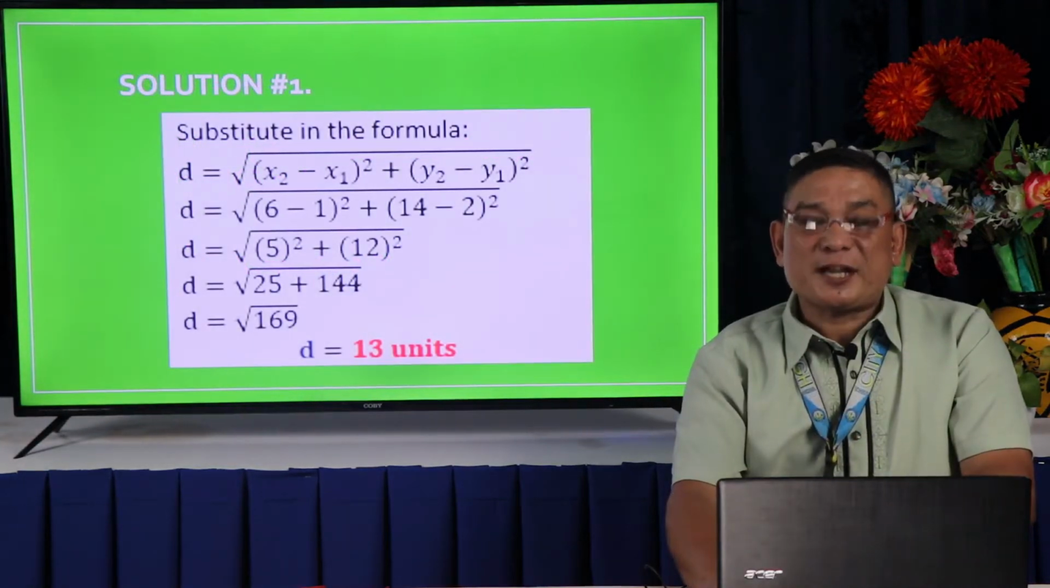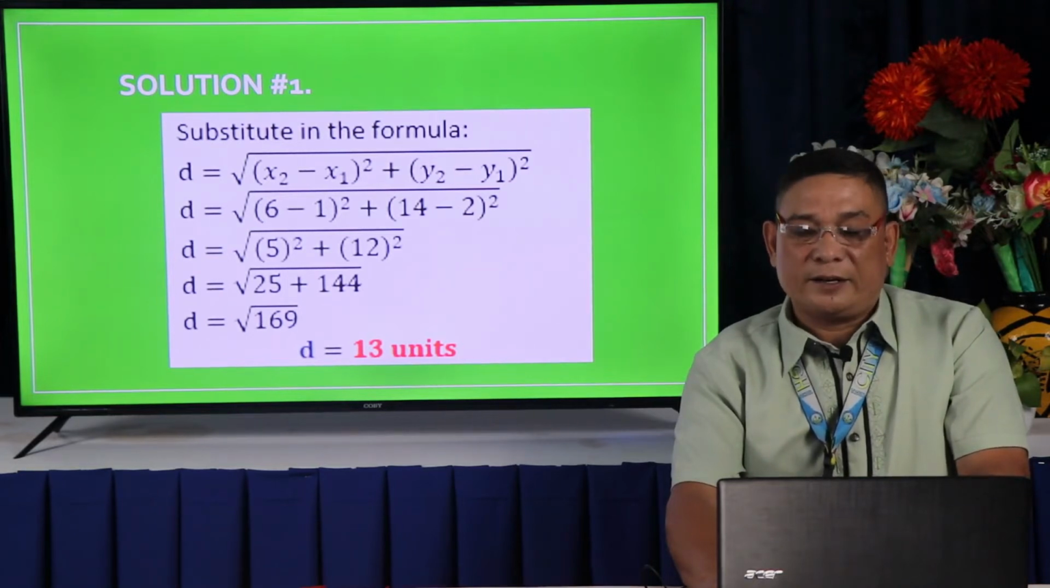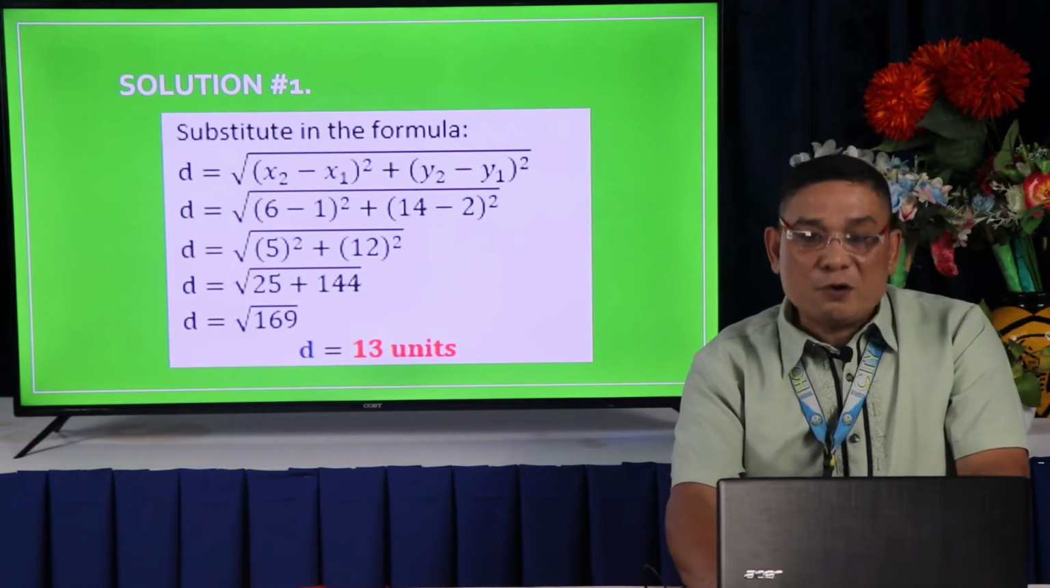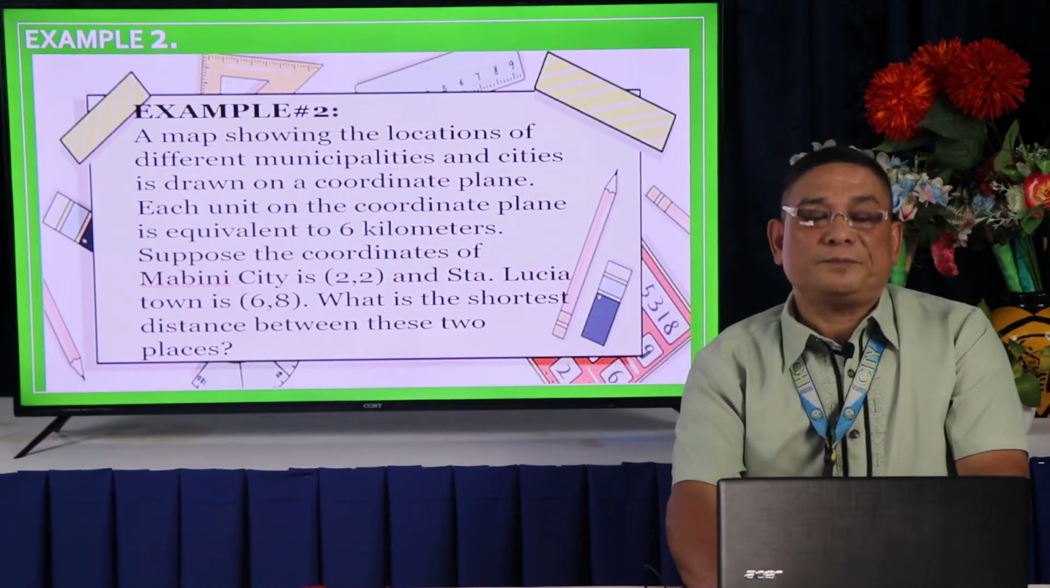Substitute the values to the distance formula. So then it will become d equals square root of quantity 6 minus 1 squared plus quantity 14 minus 2 squared. Then square root of 25 plus 144. Simplify further, it becomes d equals the square root of 169. So d equals 13 units. Were you able to follow? Nice going. Now let us have another example.